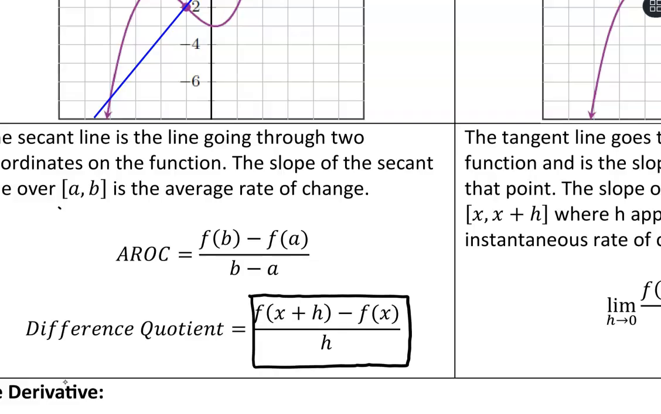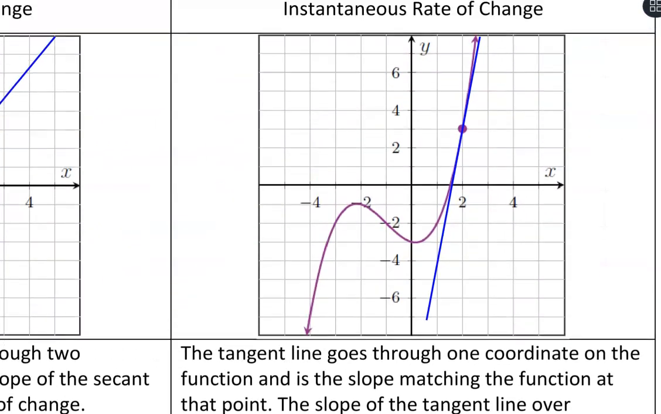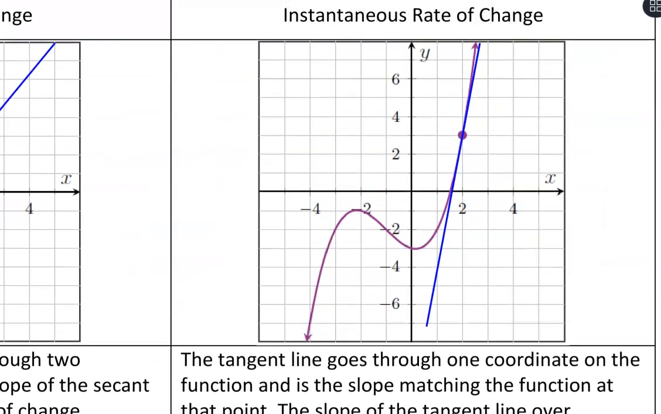Again, average rate of change is just over that interval a to b, and then for the difference quotient, we just think of having some x coordinate, and then x with a certain distance away with a plus h. So now what we're doing is moving to the idea of a tangent line to get an instantaneous rate of change through a single coordinate.